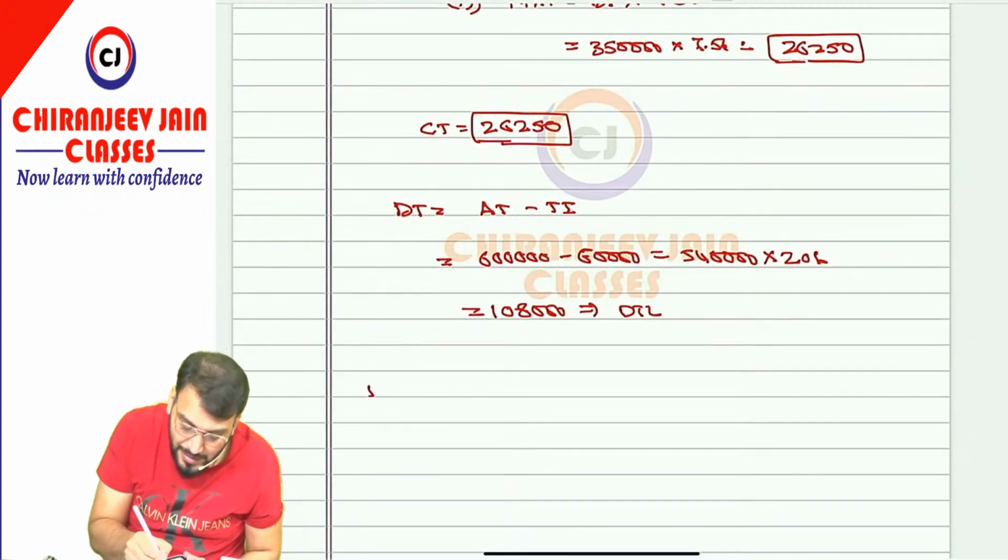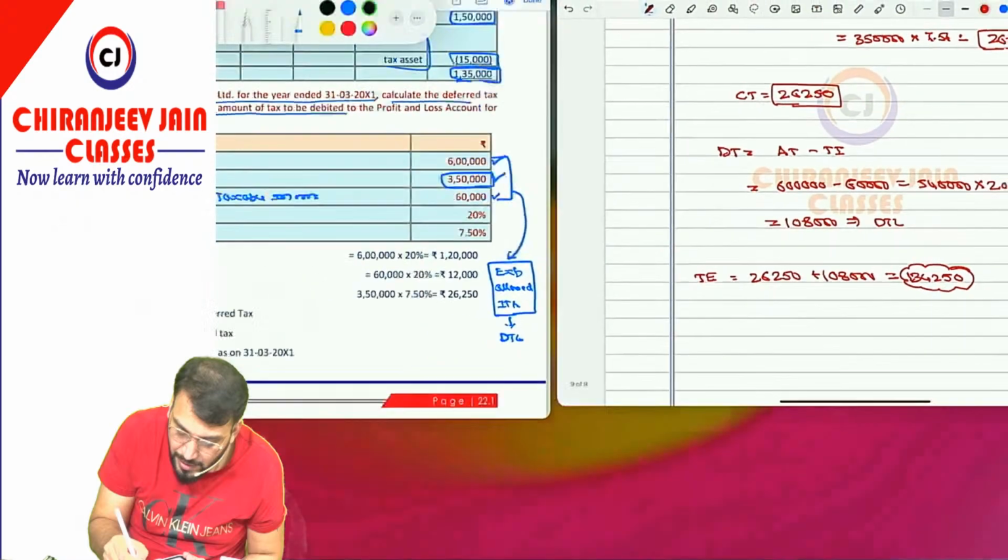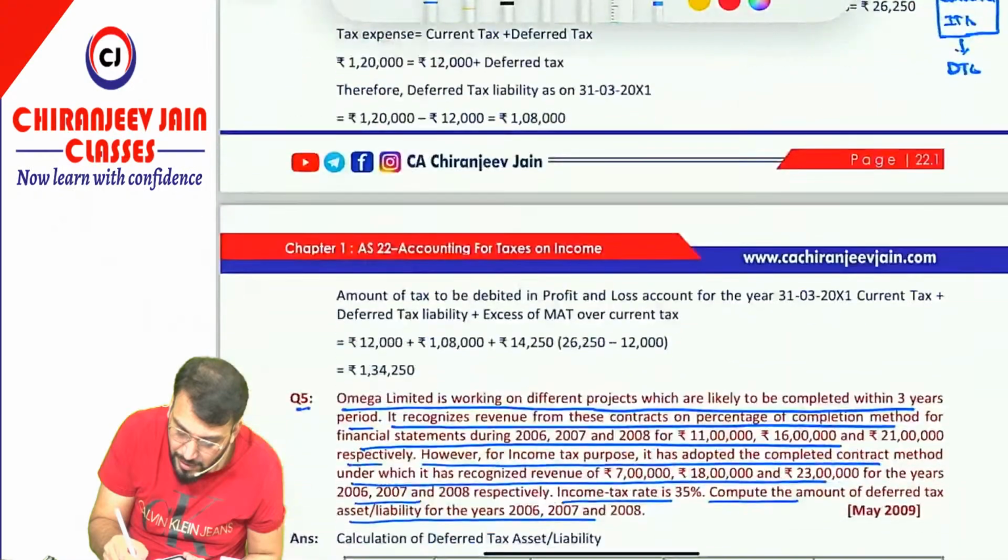So your tax expense will be 26,250 plus 1,08,000. So 26,250 add kar do. So this will be 1,34,250. This will be your tax expense. 1,34,250. Understood? That is only given, I think so. Your tax expense will be 1,34,250.